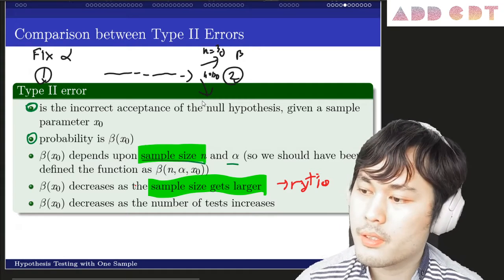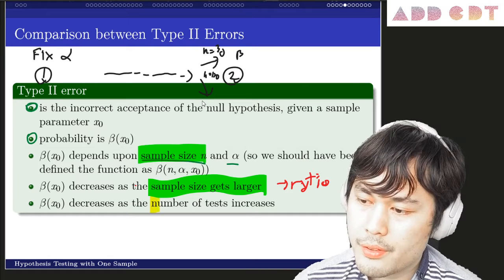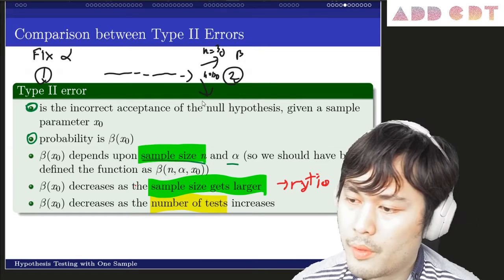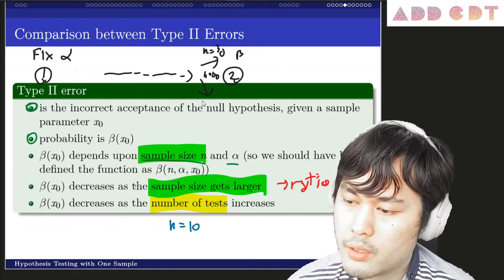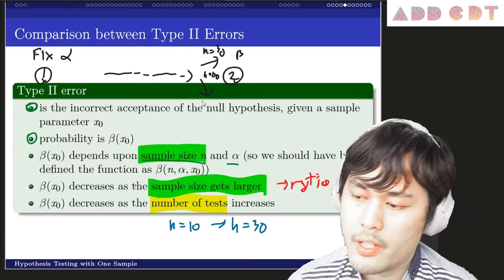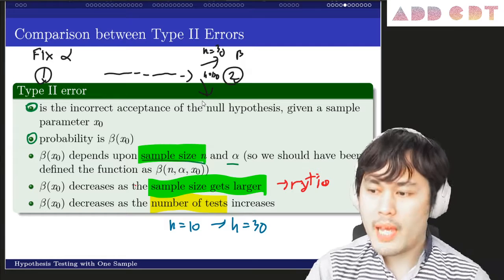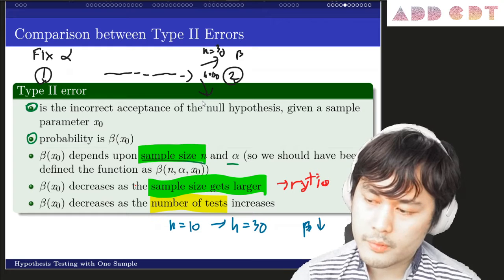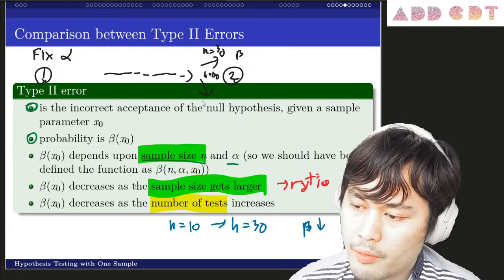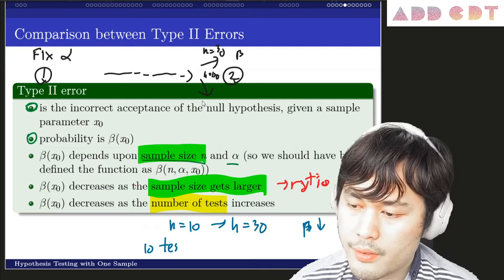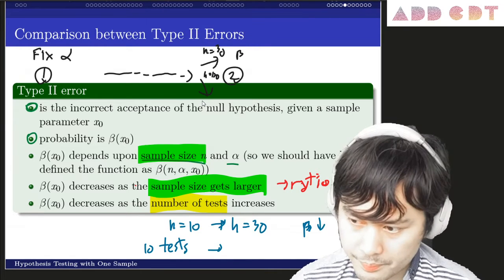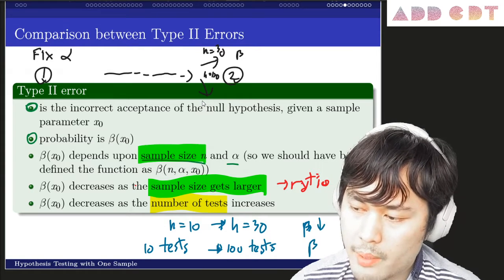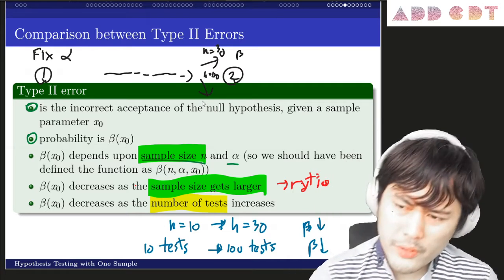And likewise, beta will decrease if we test more and more. Maybe if we increase from n equals 10 to n equals 30, instead of asking 10 students, we ask 30 students, then the beta is going to be smaller. Or if we repeat the number of tests, instead of performing 10 tests, we perform 100 trials instead, then that number is also going to decrease.